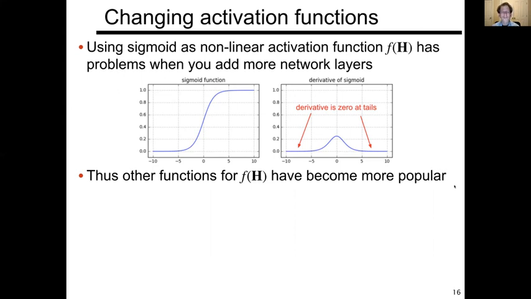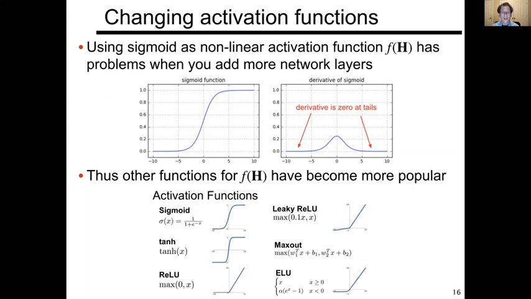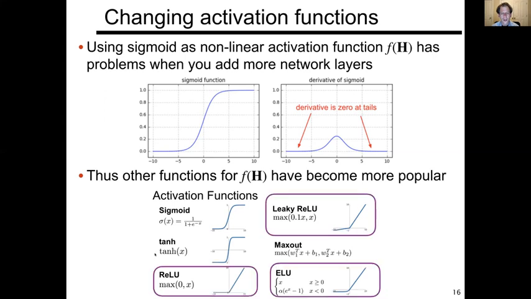As a result, other functions for H, the nonlinear activation function, have become more popular. Here, in addition to sigmoid, are some other ones that are often used. I want to draw your attention especially to the ReLU and the leaky ReLU, which are linear at levels greater than 0 and either flat at 0 or almost flat at less than 0. Those turn out to be much better for deeper models.